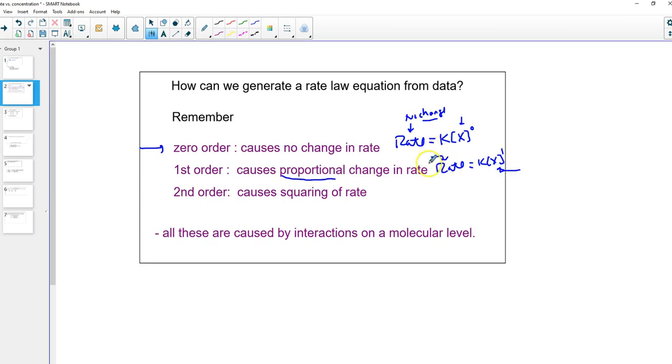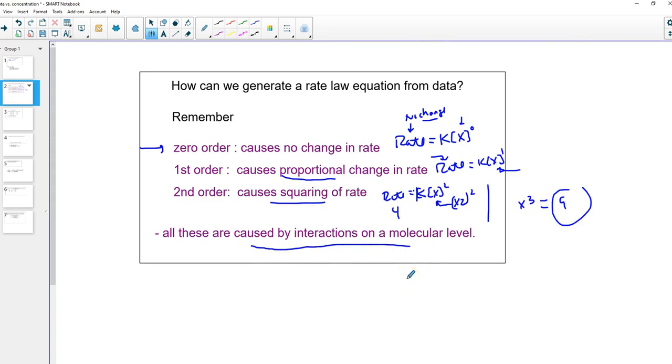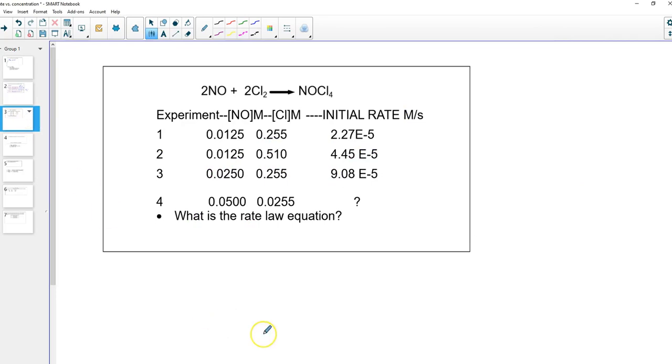And of course, if I have a second order, then the rate equals the K value times the concentration of X squared. So in this case, it's causing a squaring. If I were to double this, then the rate is going to be 4 times. If I multiply it by 3, then it would be 9 times as fast. Keep in mind, all of these things are done by interactions at the molecular level, which is also on this quiz, typically. Alright, so let's try an example of how this works.